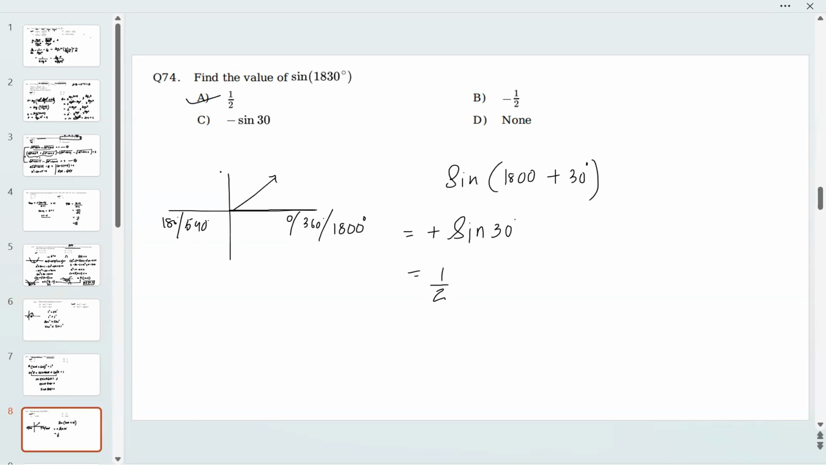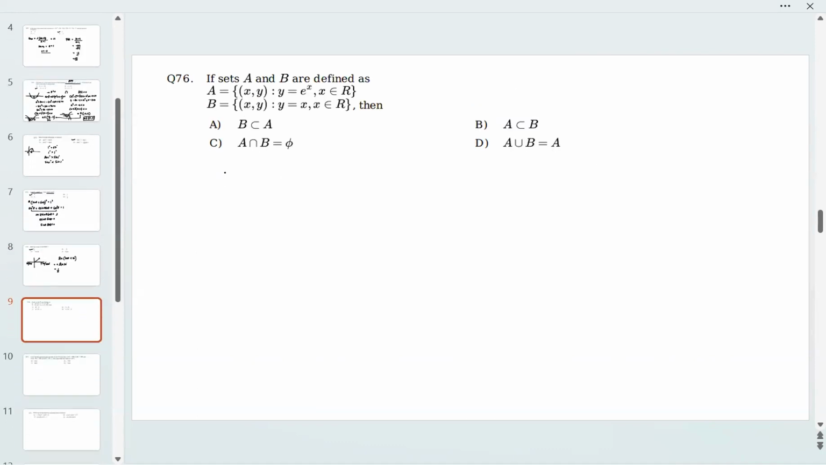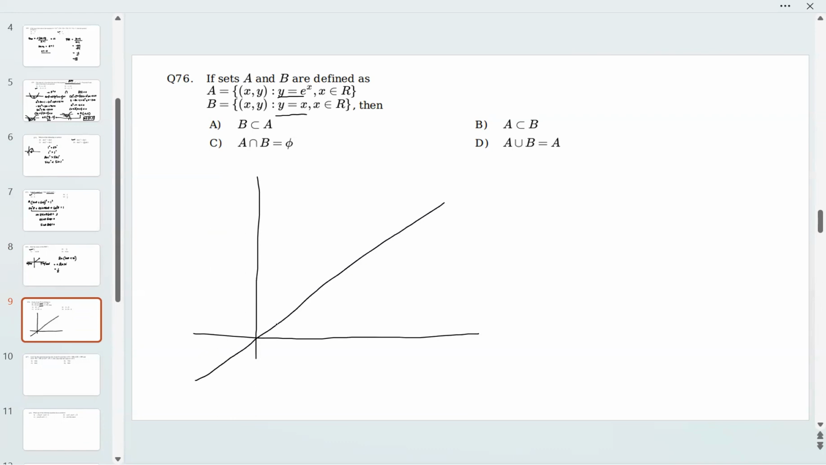Next. Two sets are defined. This will be very simple if we know the graphs of these curves: y equals e raised to x and y equals x. There are two sets. We have to find the relation between the two sets, that is subset relation, intersection, and union. So if we know the graph, let me plot the graph. Y equals x is very simple, a straight line passing through origin with inclination 45 degree. And y equals e raised to x is an exponential graph which goes like this. And this point is 1. So I hope this graph is clear to you all.